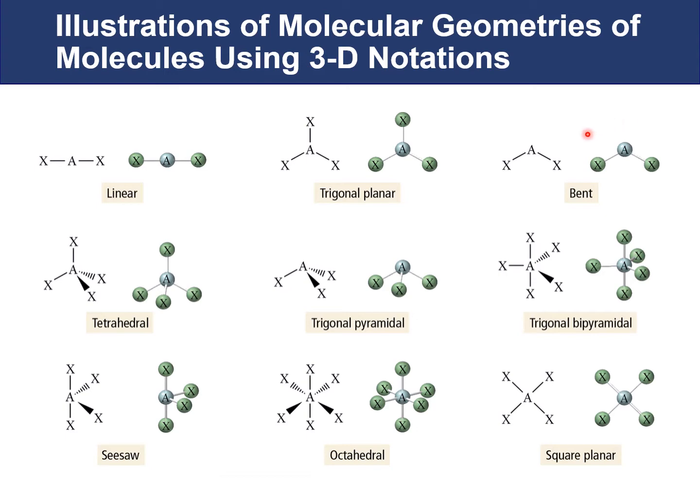Bent geometries, for the same reason as the trigonal planar, will also have all the atoms lying on the plane of the paper, and so all the bonds are represented with straight lines. Once we get to four things attached to the central atom, our tetrahedral arrangement, this is when we need to start worrying about three-dimensional representations.